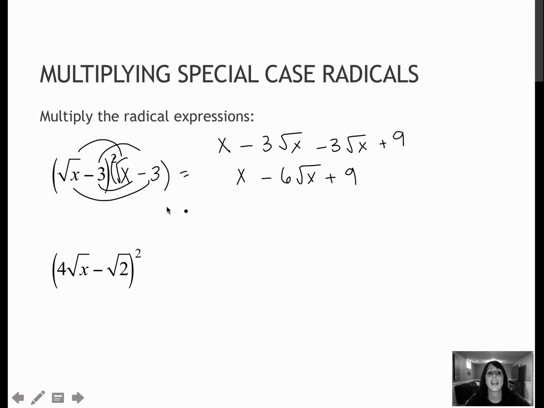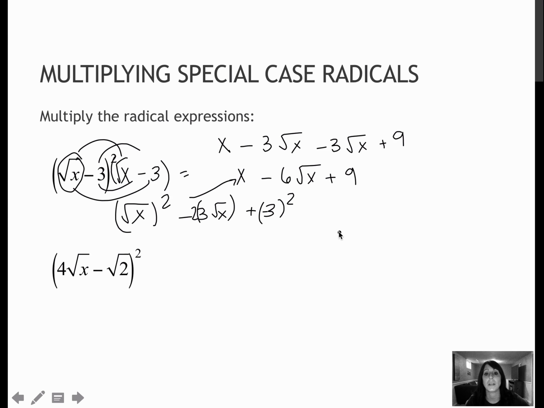My simplified form would be x minus 6 radical x plus 9. Now, if I am just using the shortcut, notice what I did. I squared the first term, so if I took radical x and I squared it, that gave me the x. Then I took the product of these two, so I took the minus 3 and the radical x, and I doubled it, which is where I got the 6 radical x, and then I squared the last term, which gave me 9. So let's do the same thing here without having to FOIL it out this time.